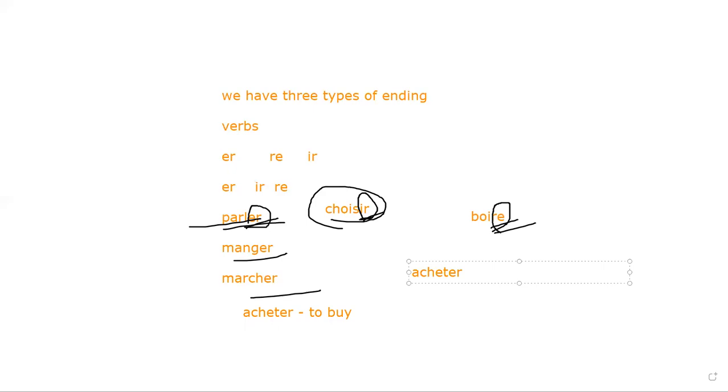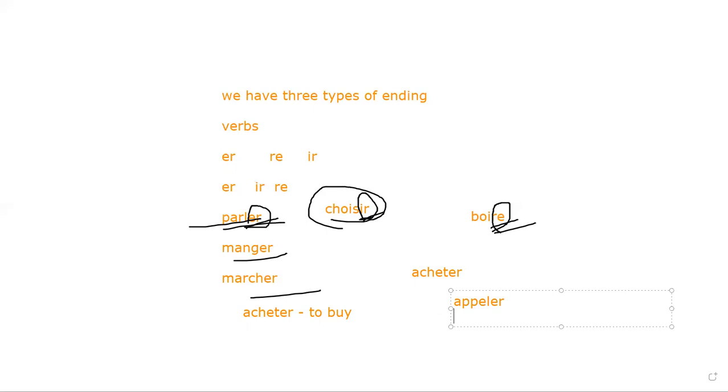Appeler is to call. You know, when you call someone, appeler. Bache, read aloud. Appeler is to call. You call someone, appeler. So, bache, read aloud.